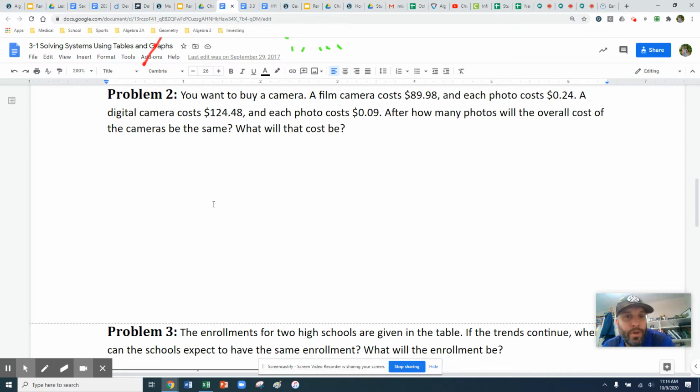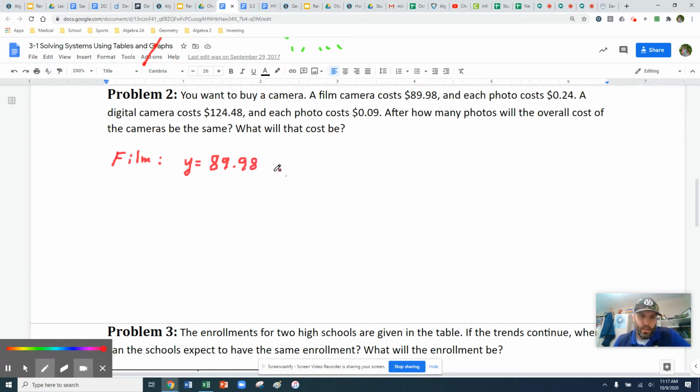So here's where you're kind of comparing, you're shopping for two different items. When will the cost of those items be the same? Then you can make decisions based on when those costs are the same. We'll start with the equation for the film camera. So the film camera itself costs $89.98, so that's a one-time fee. Then each photo is going to cost 24 cents.